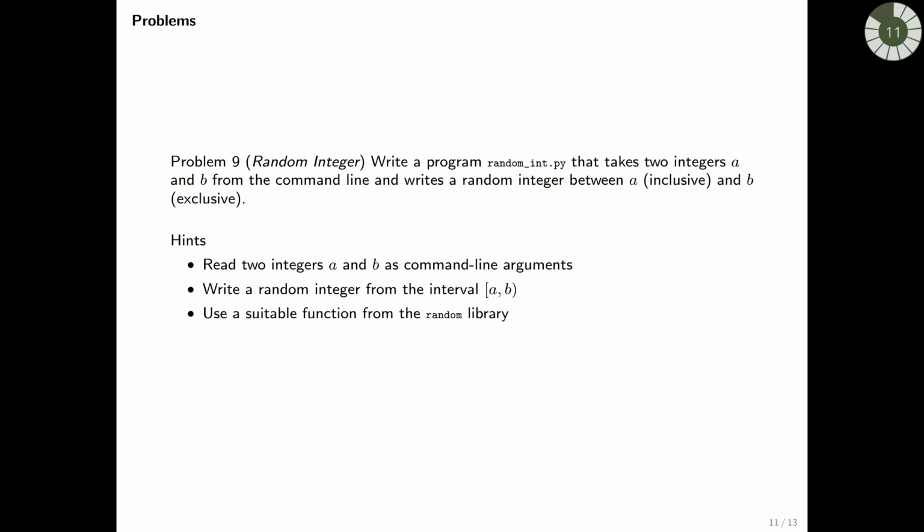The next problem is called a random integer. Here you're supposed to write a program called randomint.py that takes 2 integers a and b from the command line and writes a random integer from the interval a through b, where a is inclusive and b is exclusive. So first read 2 integers a and b as command line arguments, and then get a random integer from the interval a to b, where a is inclusive and b is not inclusive. Okay? And to get such a random integer, make use of a suitable function from the random library. And once you have this random integer, simply write it out for output.